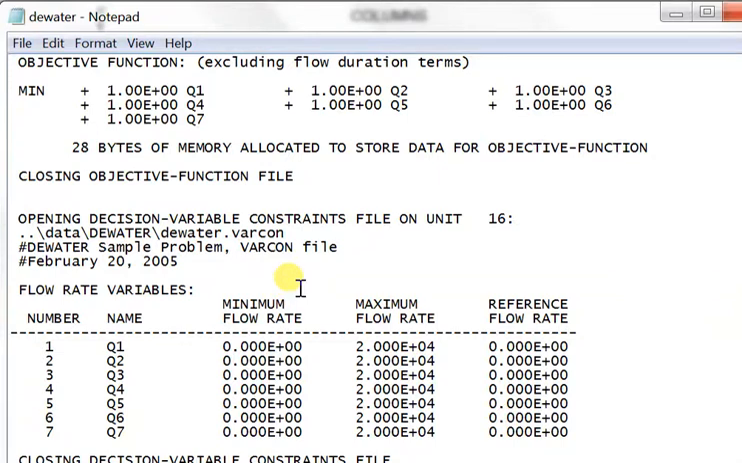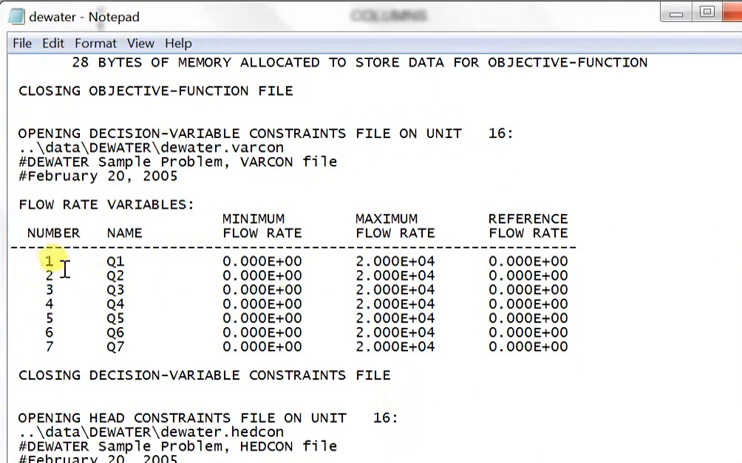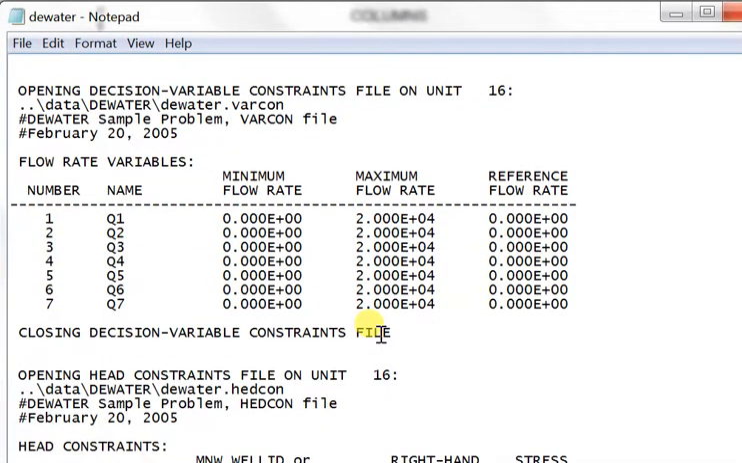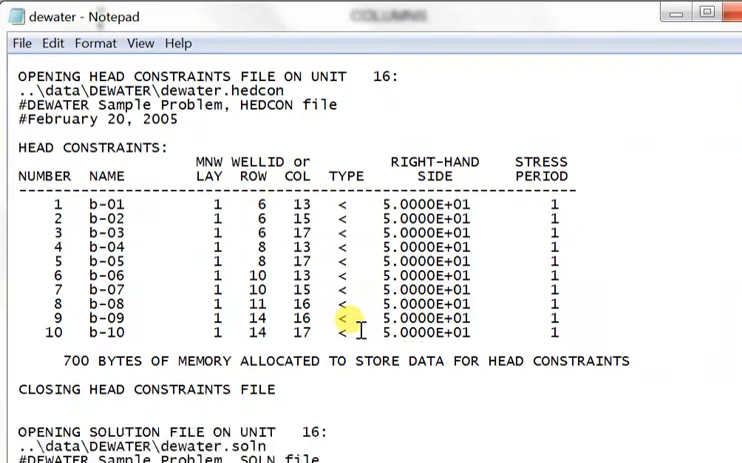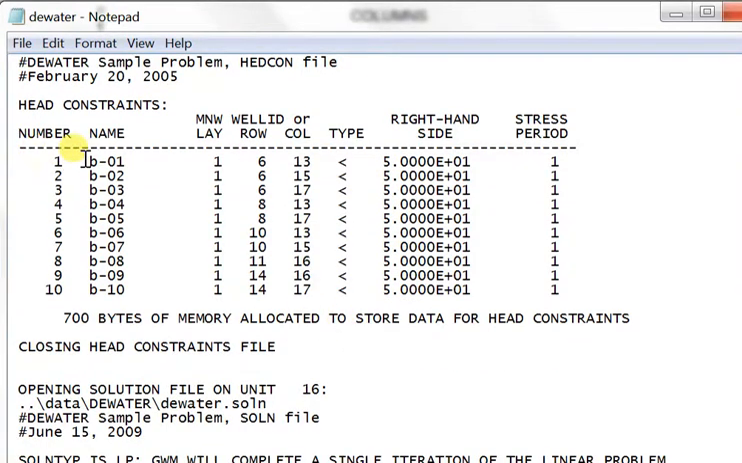Now to the variable constraints file, the varcon file. Here are the flow rate variables and their minimum and maximum values. Onto the head constraints file. We have 10 head constraints located at these 10 layer, row, column locations, and we're requiring that the heads be less than or equal to the right-hand side of 50 feet in stress period 1, again a steady state problem.